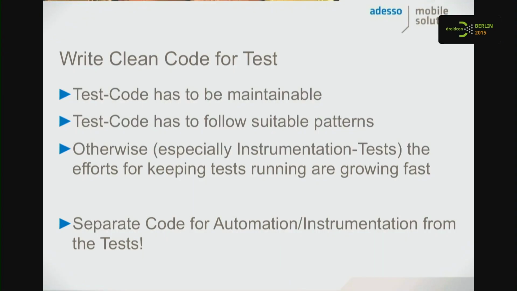And one very important thing is you have to separate automation and instrumentation code from the test code, because those are two different things. And as you know, for clean code, every class should do one thing, not instrumentation and testing, but instrumentation in one class, and testing in another class.